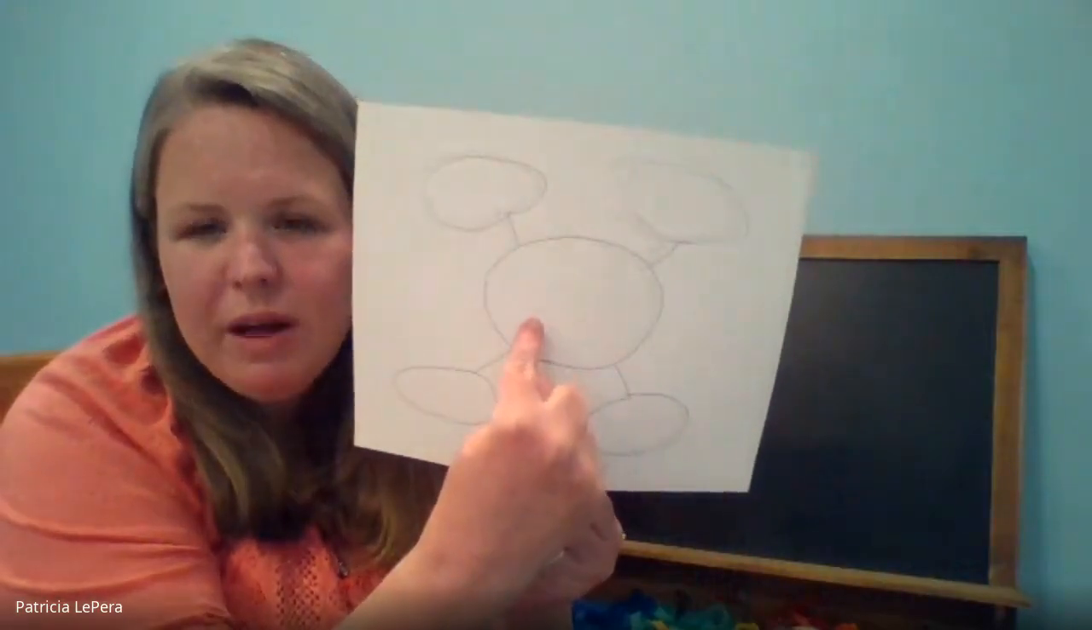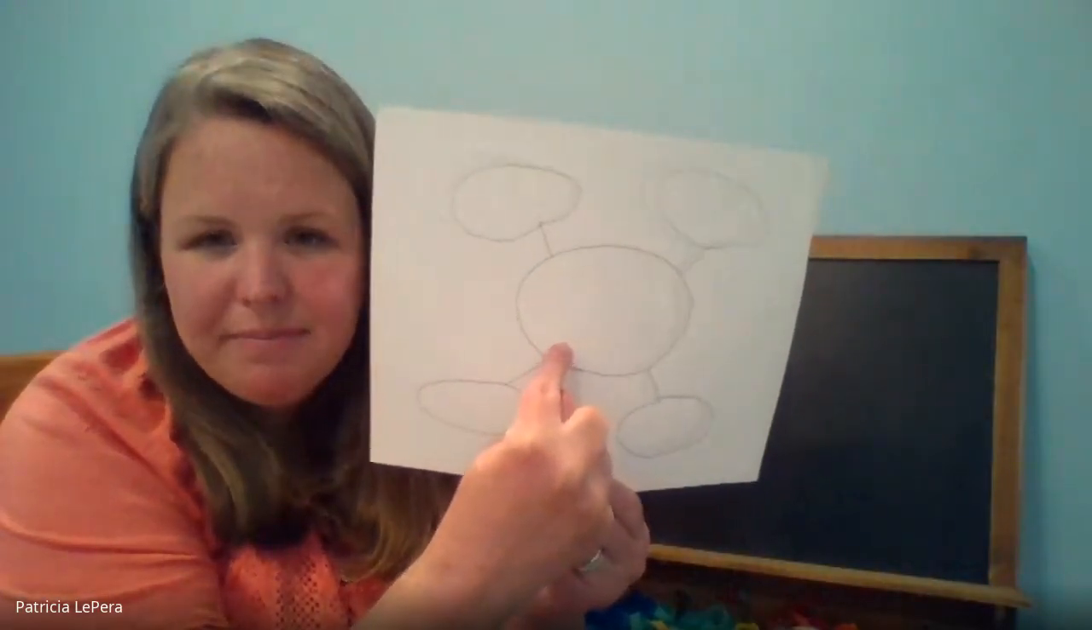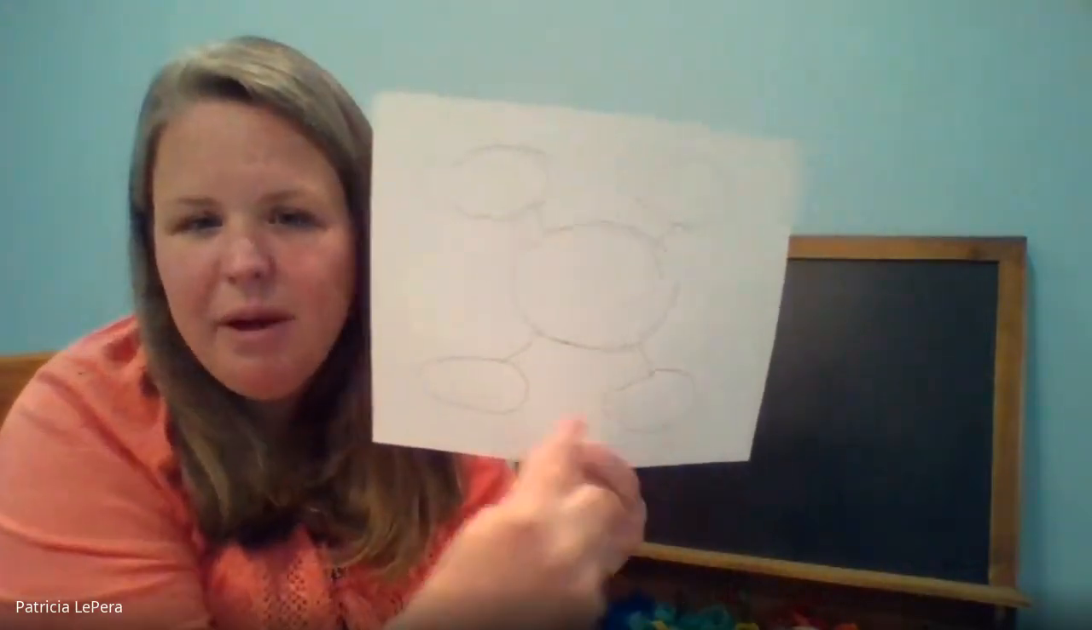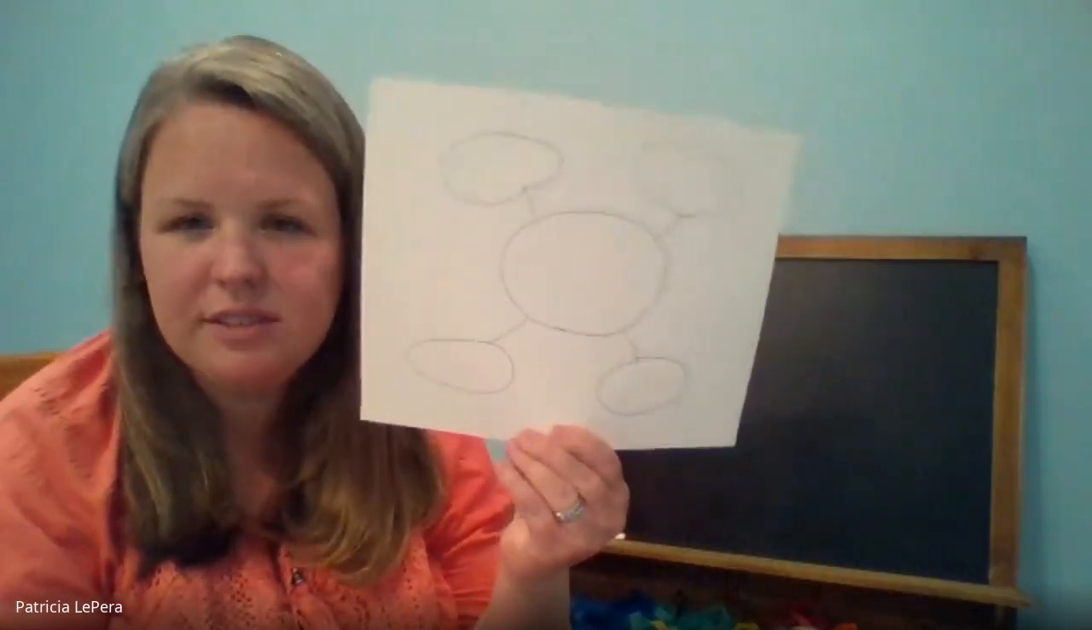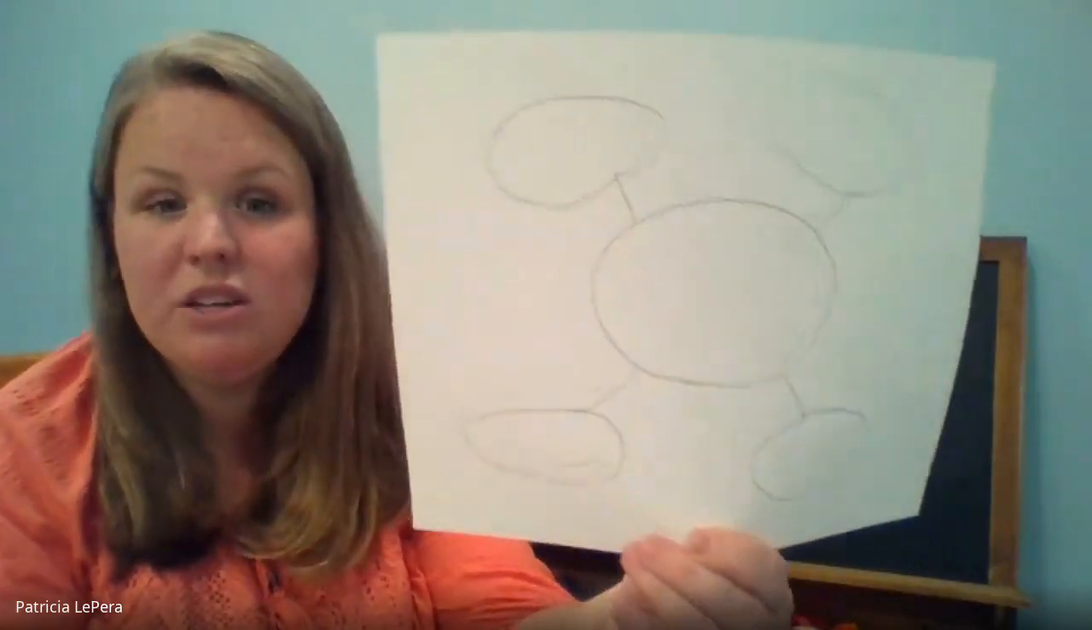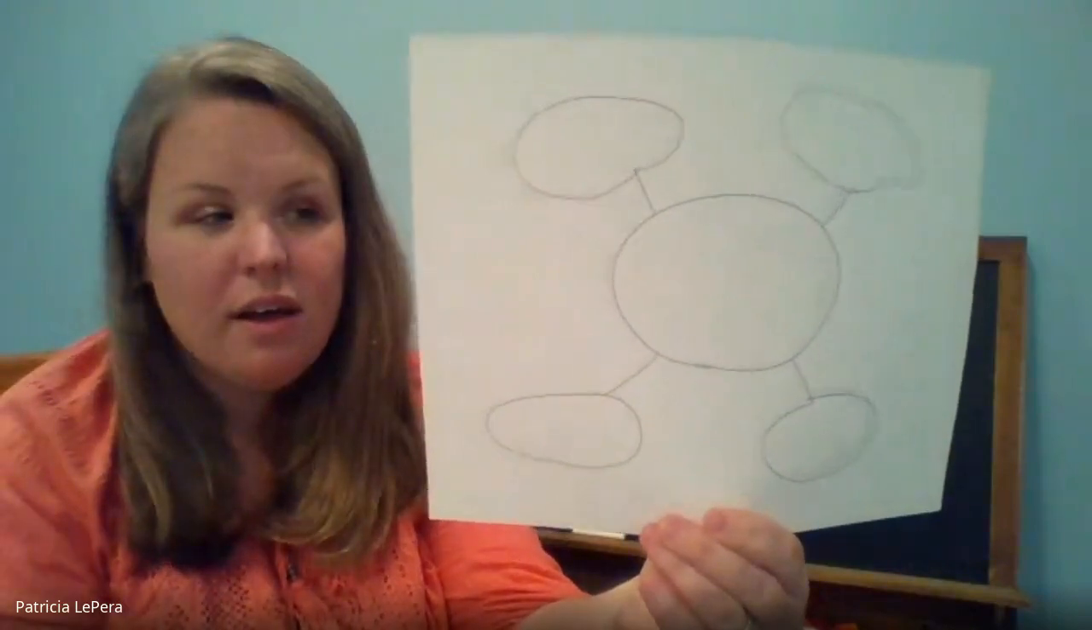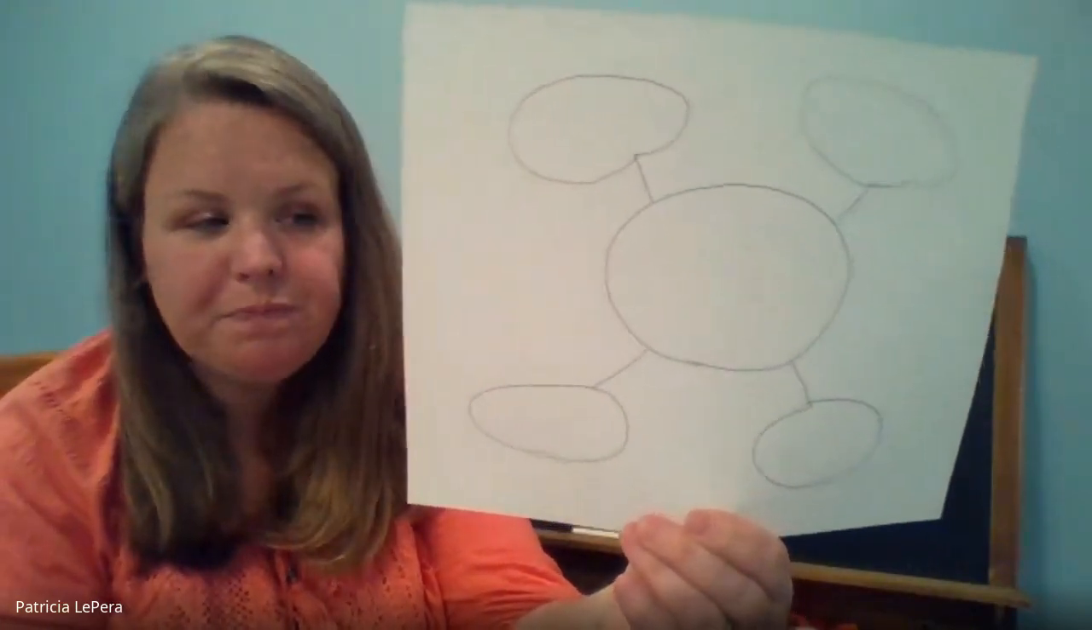In the center of my web would be the character's name. Then on the outside of my web would be different character traits. This is a very simple and easy way to draw, if you had your own paper, to draw a graphic organizer to keep track of your character. I'm going to show you the MyOn website again.